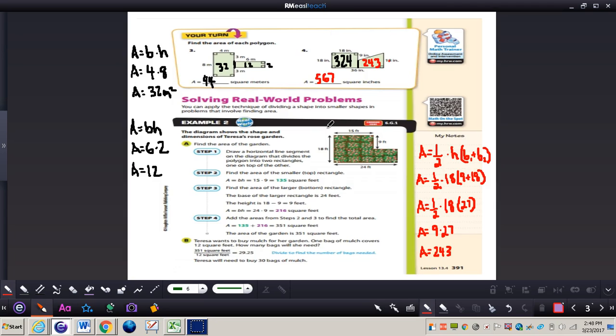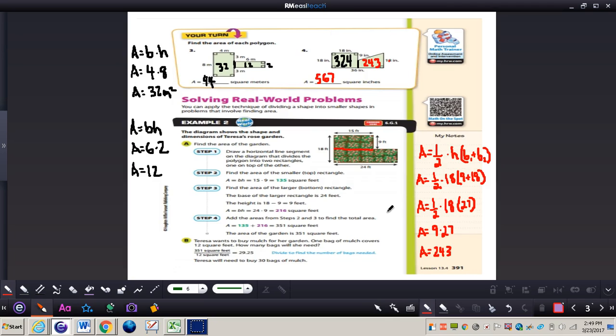Now it says draw a horizontal line segment on the diagram that divides the polygon into rectangles, one on top of the other. Okay, so you can see the way they divided this up just like this. So now you want to find the area of the top rectangle. Area equals base times height, equaling 15 times 9. Where are we getting the 15 times 9? You can see 9 is the height, and 15 is the base there. So 15 times 9 gives us 135 square feet.